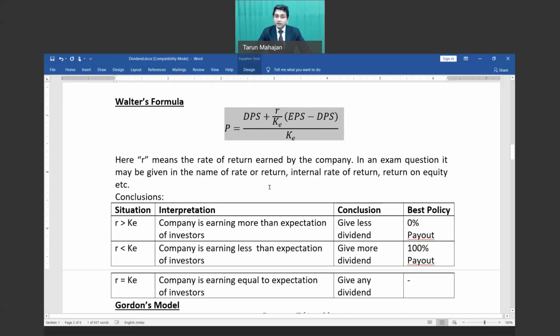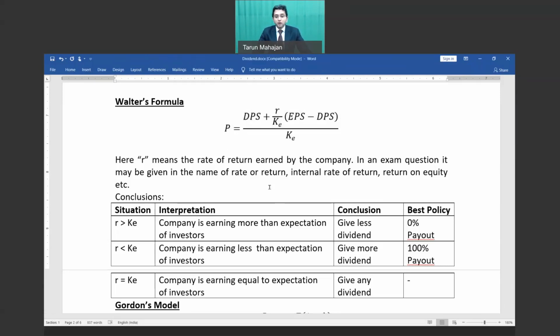Because there's a totally different interpretation of Walter's formula. In this formula, R means the rate of return earned by the company. K means the cost of equity. So R is kind of return on equity. What is R? It is return on equity. Then what is K? It is cost of equity. See, this will give you one very interesting interpretation.